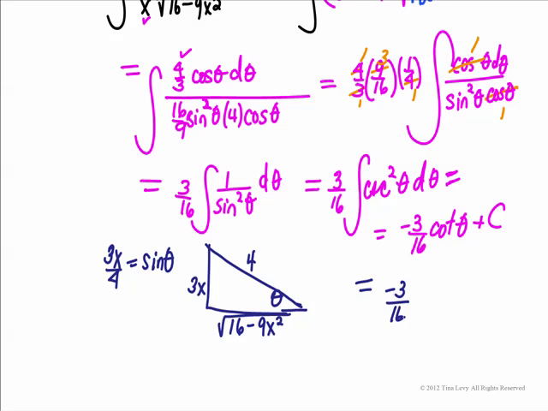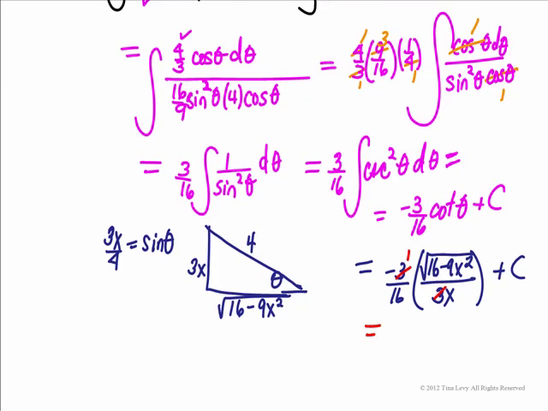So we are now ready to put our answer. It's negative 3/16. Then we have to do the cotangent. And cotangent is adjacent over opposite. So cotangent, the adjacent is radical 16 minus 9x squared over the opposite, which is 3x. Simplifying that, the 3's cancel, and so we can write the final answer as negative the radical 16 minus 9x squared over 16x plus a constant. And that's our result.